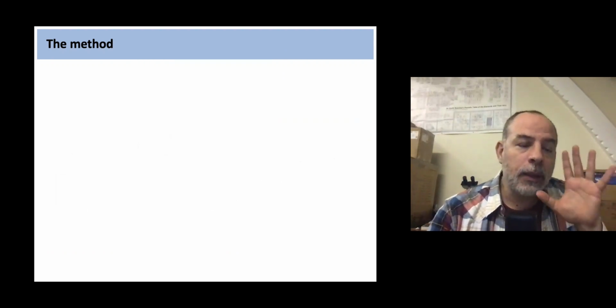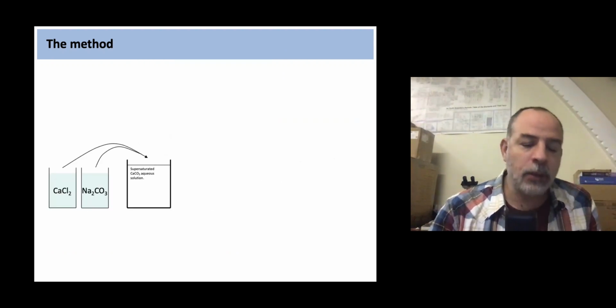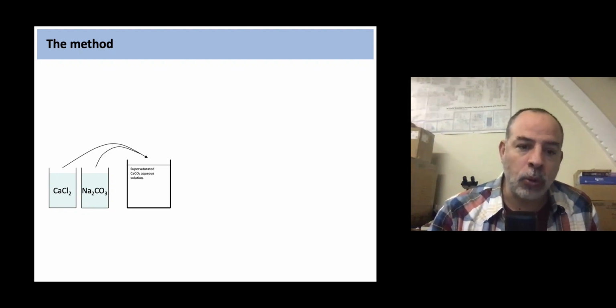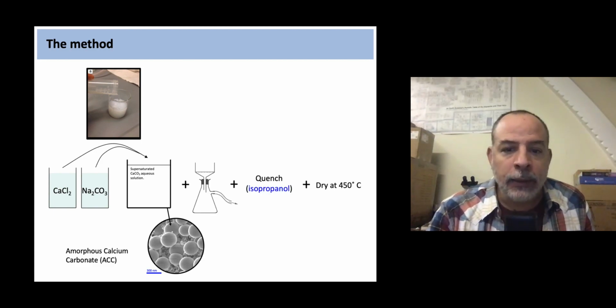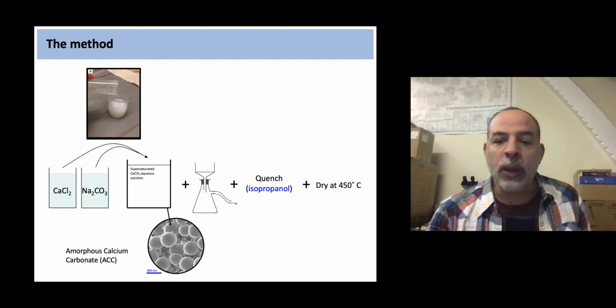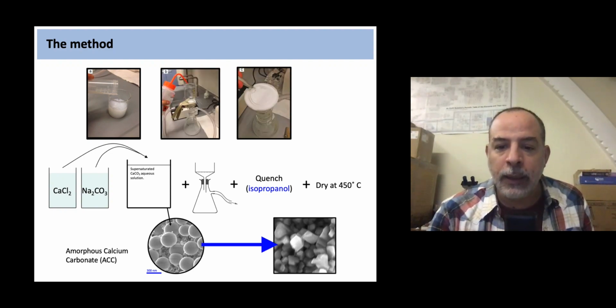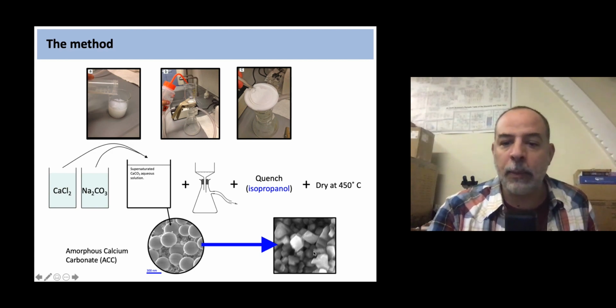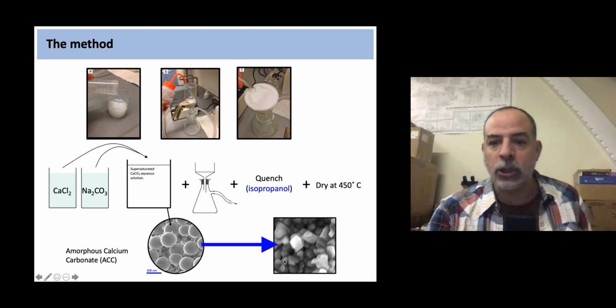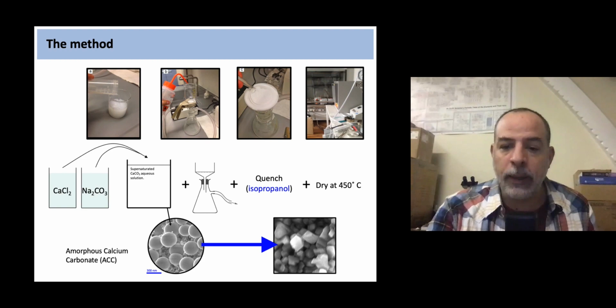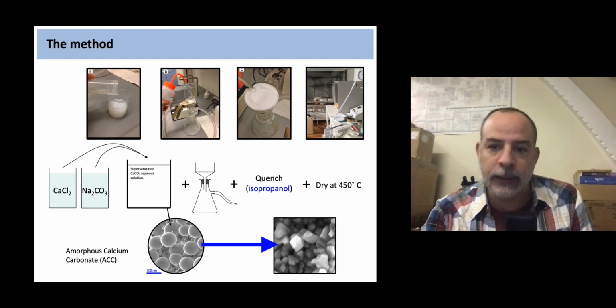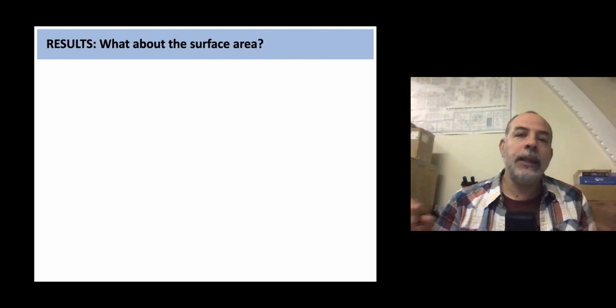So, just to summarize. Okay, we mix solutions, we get a supersaturated solution with calcium carbonate. This solution will contain amorphous calcium carbonate, and then we do filtration, we quench the reaction by using isopropanol, and we dry at 450 degrees C because that will evaporate the isopropanol, and also it will transform the amorphous calcium carbonate into calcite. So there will be no remains of isopropanol, and all the amorphous phase will be 100% calcium carbonate calcite. Okay, so let's see the results.